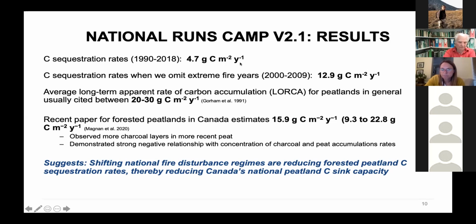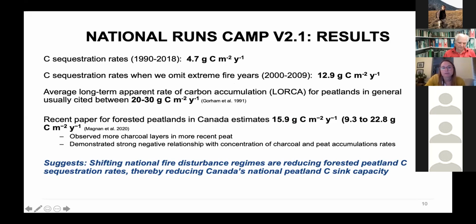And if we omit extreme fire years, again, this rate increases to about 12.9 grams of carbon per meter squared per year. But this is still much lower than the rates that we generally expect for peatlands, which is generally cited as 20 to 30 grams of carbon per meter squared per year. So I went back into the literature to see if maybe these rates are changing. It's possible that these rates are getting smaller. We're seeing more fires. It makes sense, right?